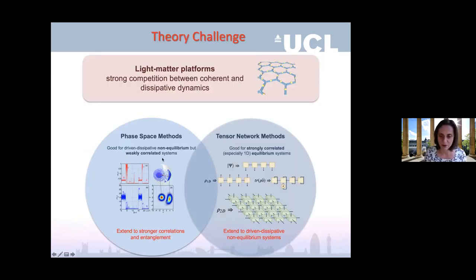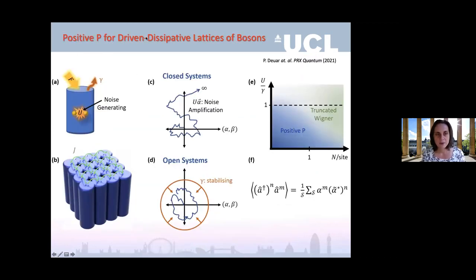I don't know how much time I will have to cover all the topics that I plan to cover, but in our group we are approaching the problem from these two directions, and I will first start from phase space methods. In particular, I would like to advocate that phase-space methods can be very good for systems with drive and dissipation, and especially we developed an approach based on the positive P method for driven-dissipative lattices of bosons, which was recently published in PRX Quantum.